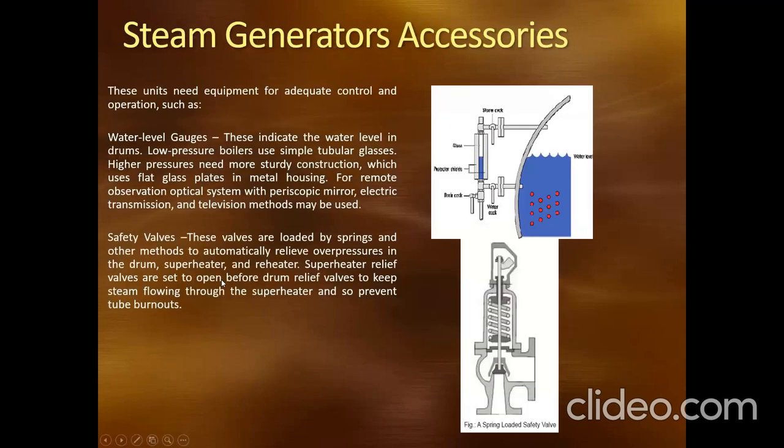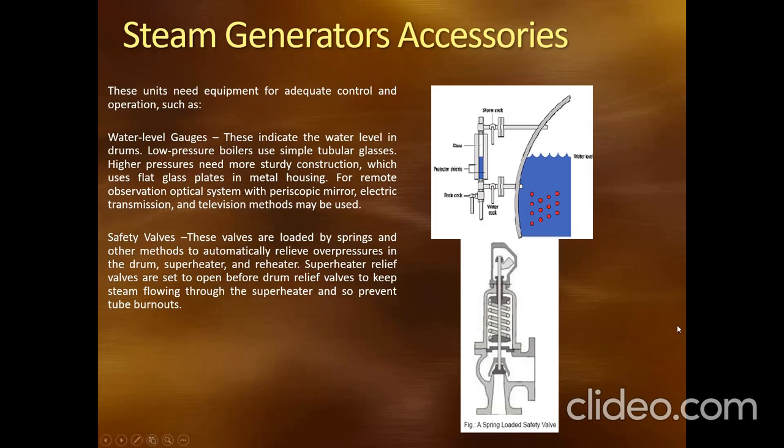Next, steam generator accessories. Ito yung mga konti lang to. Mga nakuha lang natin. So, this unit needs equipment for adequate control and operation such as water level gauges. This indicates the water level in the drum. Low pressure boilers use simple tubular glasses. Higher pressure needs more sturdy construction which uses flat glass plate and metal housing. For remote observation, optical system with periscopic mirror, electric transmission, and television meters may be used.